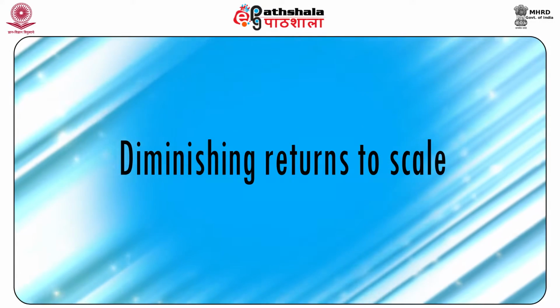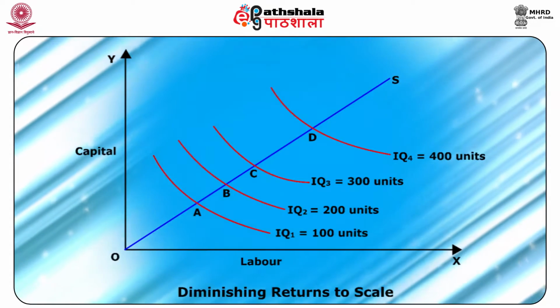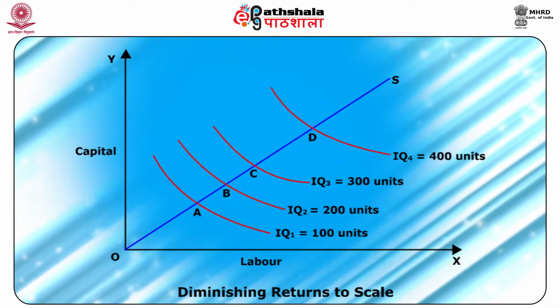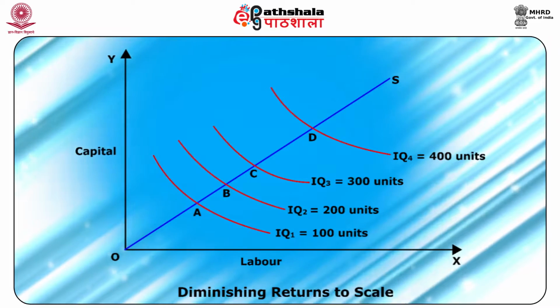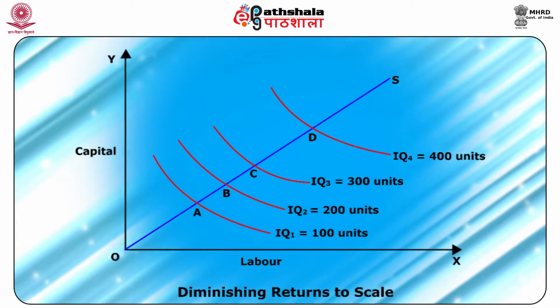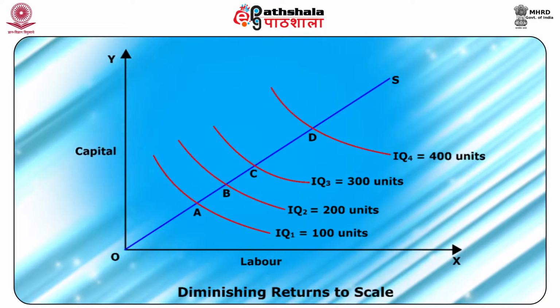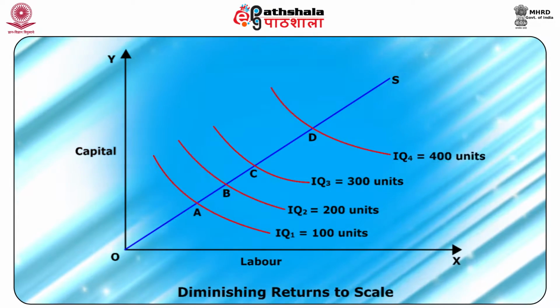Next, diminishing returns to scale. The proportion of increase in output is less than the proportion of increase in all inputs. The distance between consecutive multiple isoquants along the isocline OS increases. In case of diminishing returns to scale, it means an equal increase in output is obtained by larger and larger increments in inputs. Here, BC is greater than AB and less than CD. Thus, in case of diminishing returns to scale, if the firm wants to double its output, it requires more than double inputs. The following figure shows diminishing returns to scale.